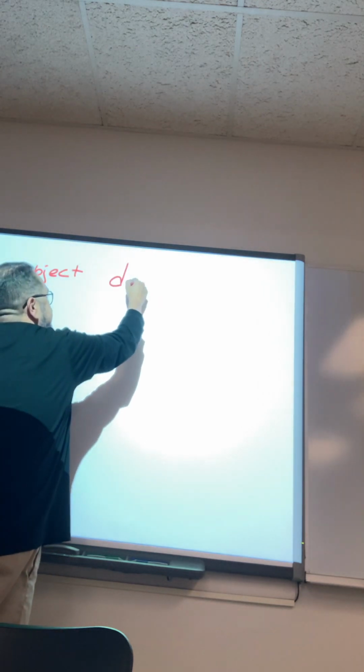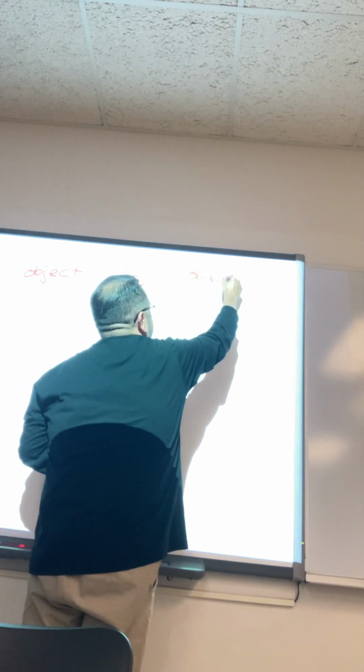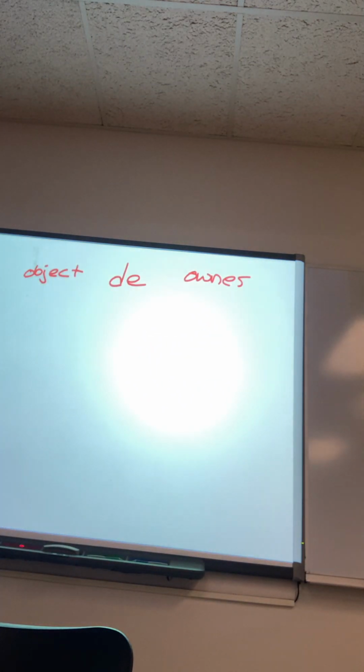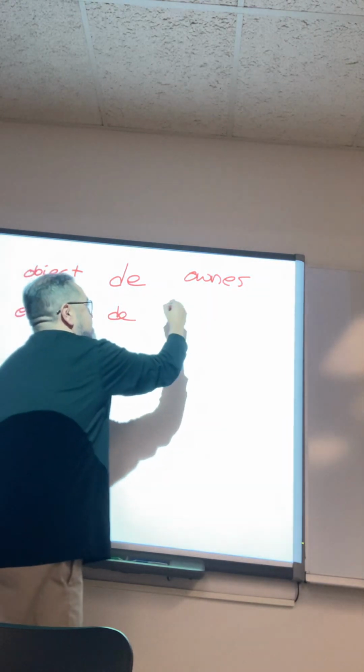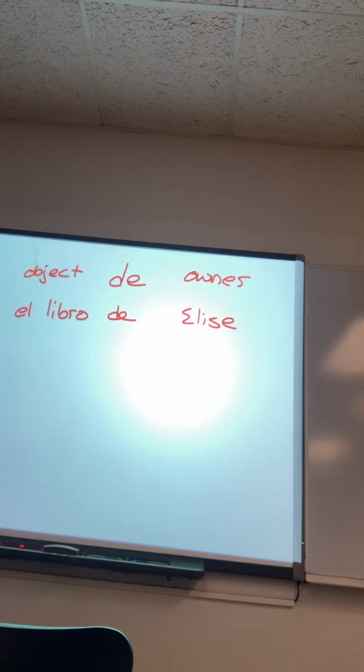The easy, short way: you have the object, the word de, and then the owner. El libro de Elise. In English, we would say Elise's book, and sometimes students want to say Elise's libro. No apostrophe S in Spanish. We never use apostrophes for anything, okay? El libro de Elise.